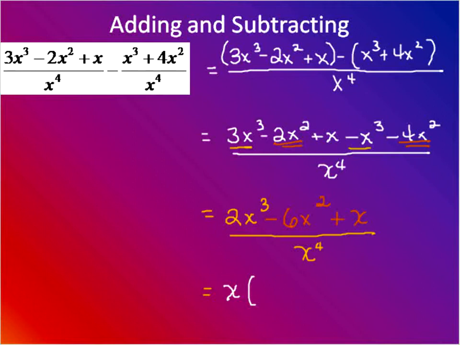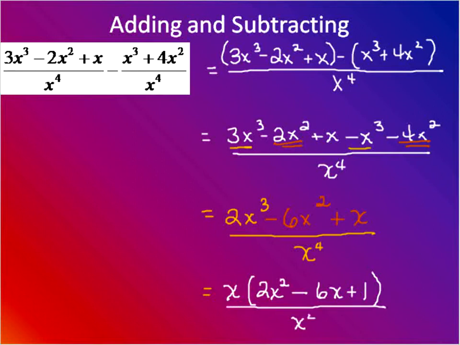So when I factor x from 2x cubed, that leaves me with a 2x squared. Minus 6x squared divided by x leaves me with a minus 6x, and plus x divided by x leaves me with a 1. It's very common to forget that 1, so please don't forget to do that. And then dividing by x to the fourth.